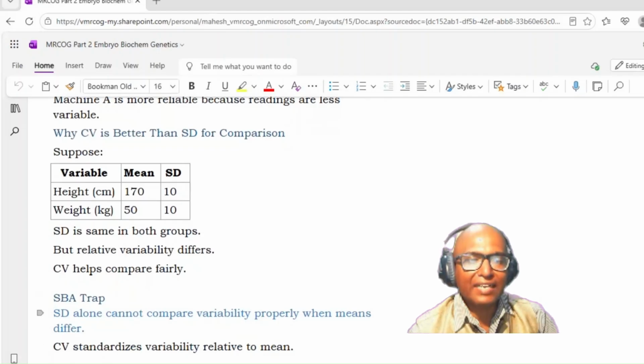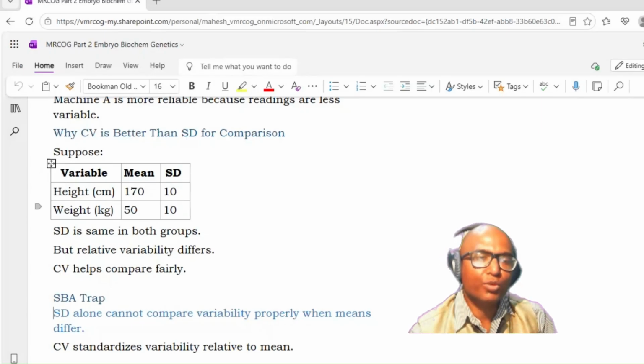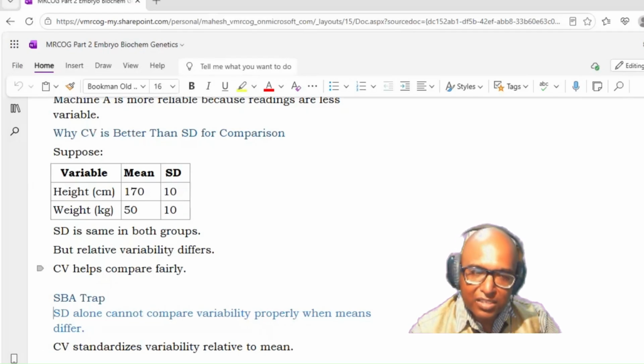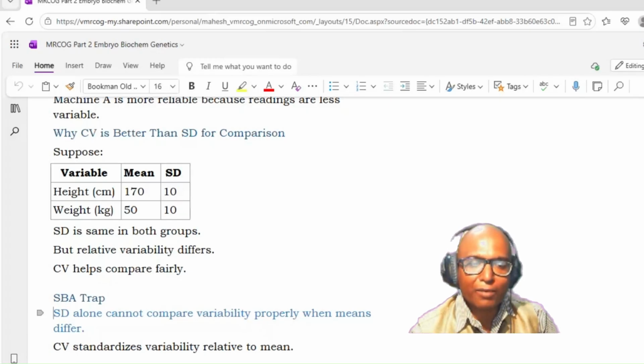So standard deviation alone cannot compare the variability properly when means differ. Now here though the standard deviation is same but the means are different, so standard deviation alone will not help us, so we need to take the help of the coefficient of variation. So when you have got two different data sets, when the mean is different or when you have a comparison of two different units, in that particular case this CV, the coefficient of variation, will help us. SD alone cannot compare variability properly when means are different.